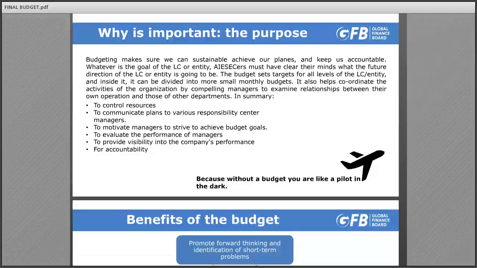In summary, there are 6 points on why it's important: to control resources, to communicate plans to various responsibility-centered managers, to motivate managers to achieve budget goals, to evaluate the performance of managers, in our case the VPs or the team leaders, to provide visibility into the company's performance, in our case LCs or entities, and for accountability. Mainly because without a budget, you are like a pilot in the dark.